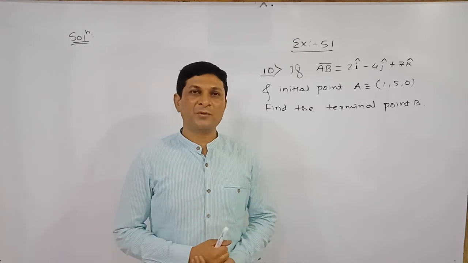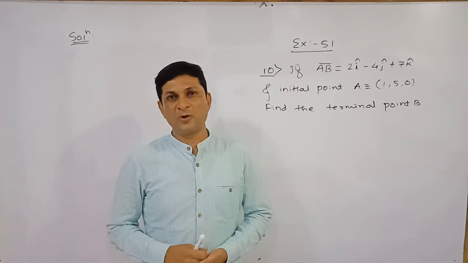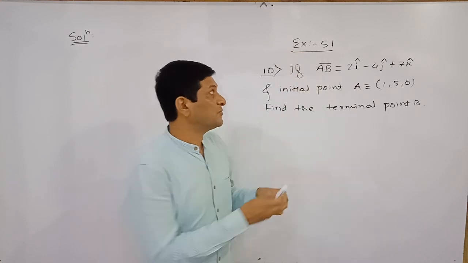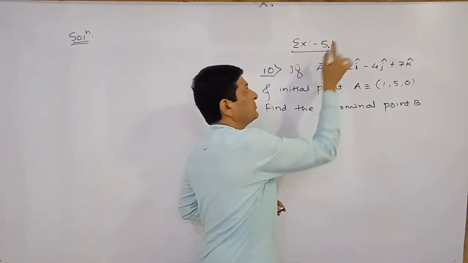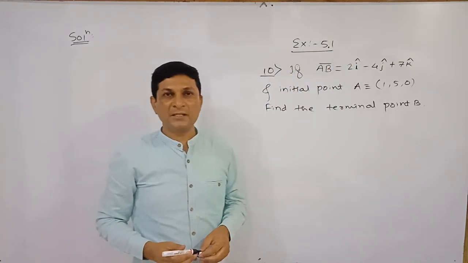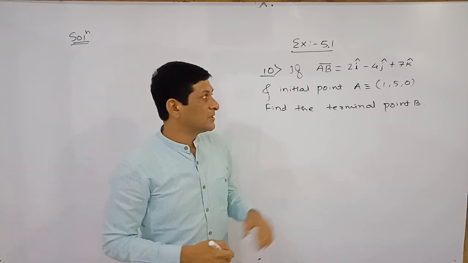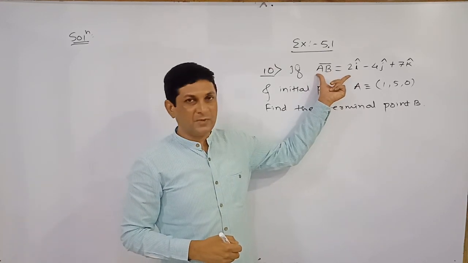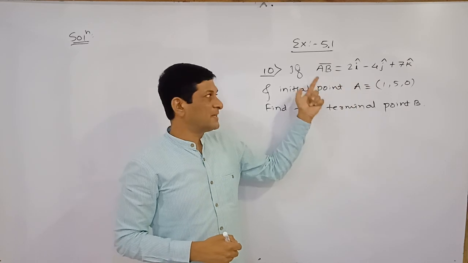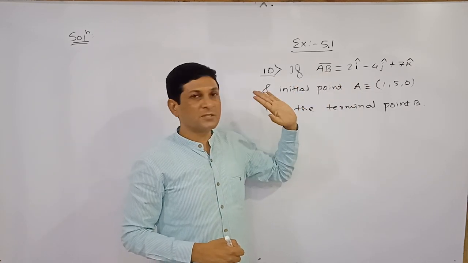Friends, in the last video we solved the first 9 examples from exercise 5.1. Now we are solving example number 10. In the 10th example, observe the given condition. Here one vector AB bar is given to us. Just by observation we can say that A is the initial point and B is the terminal point.